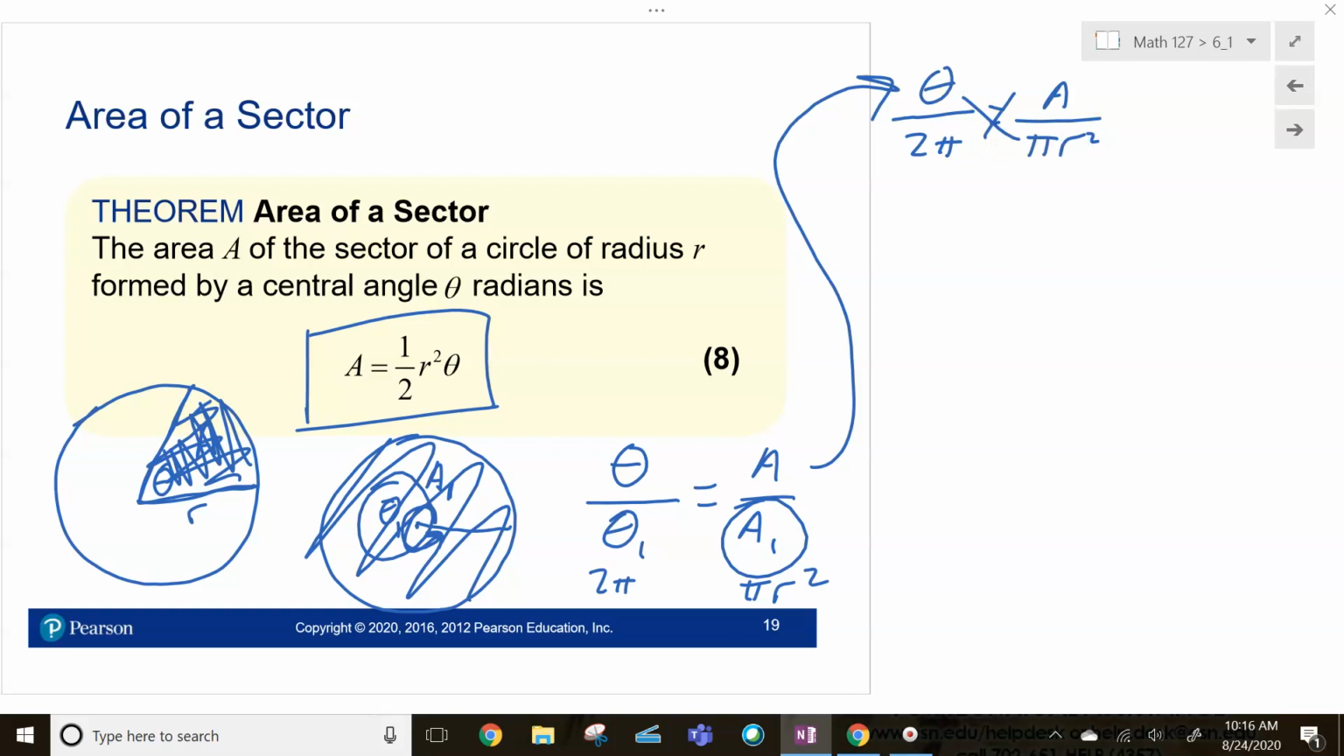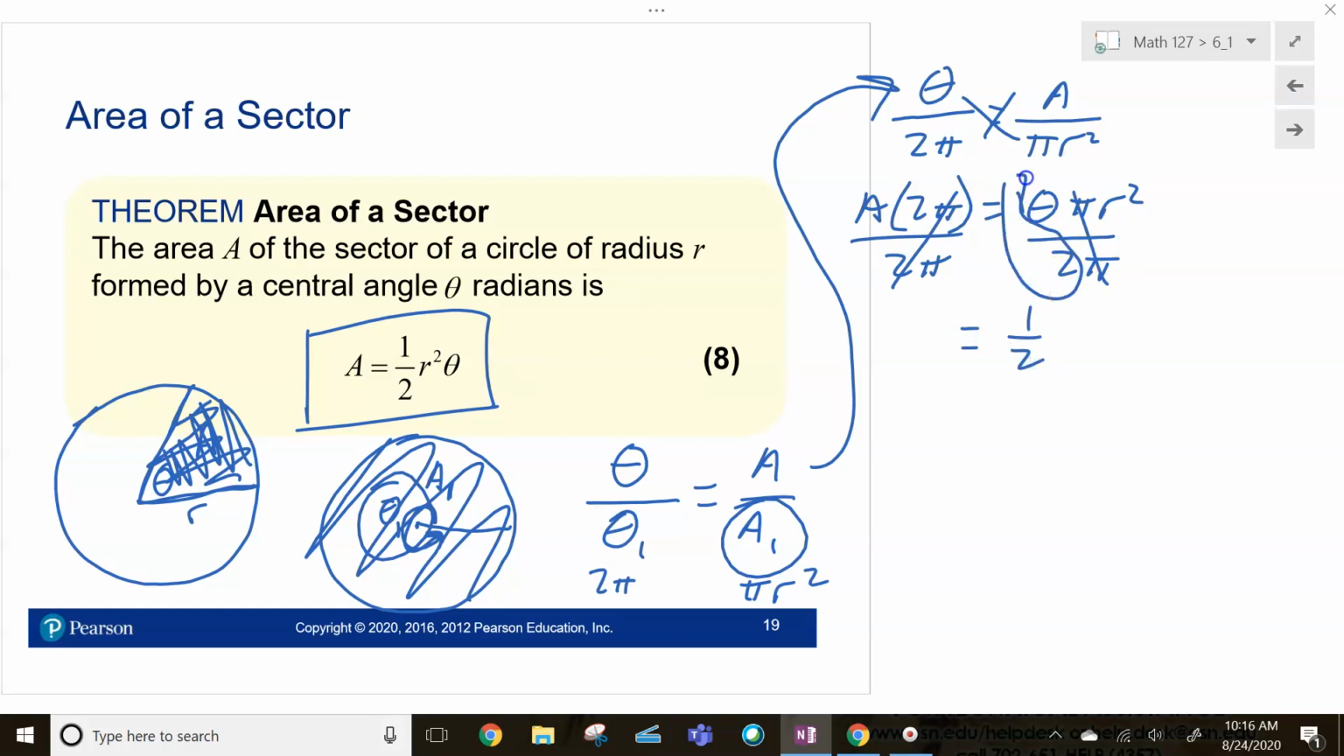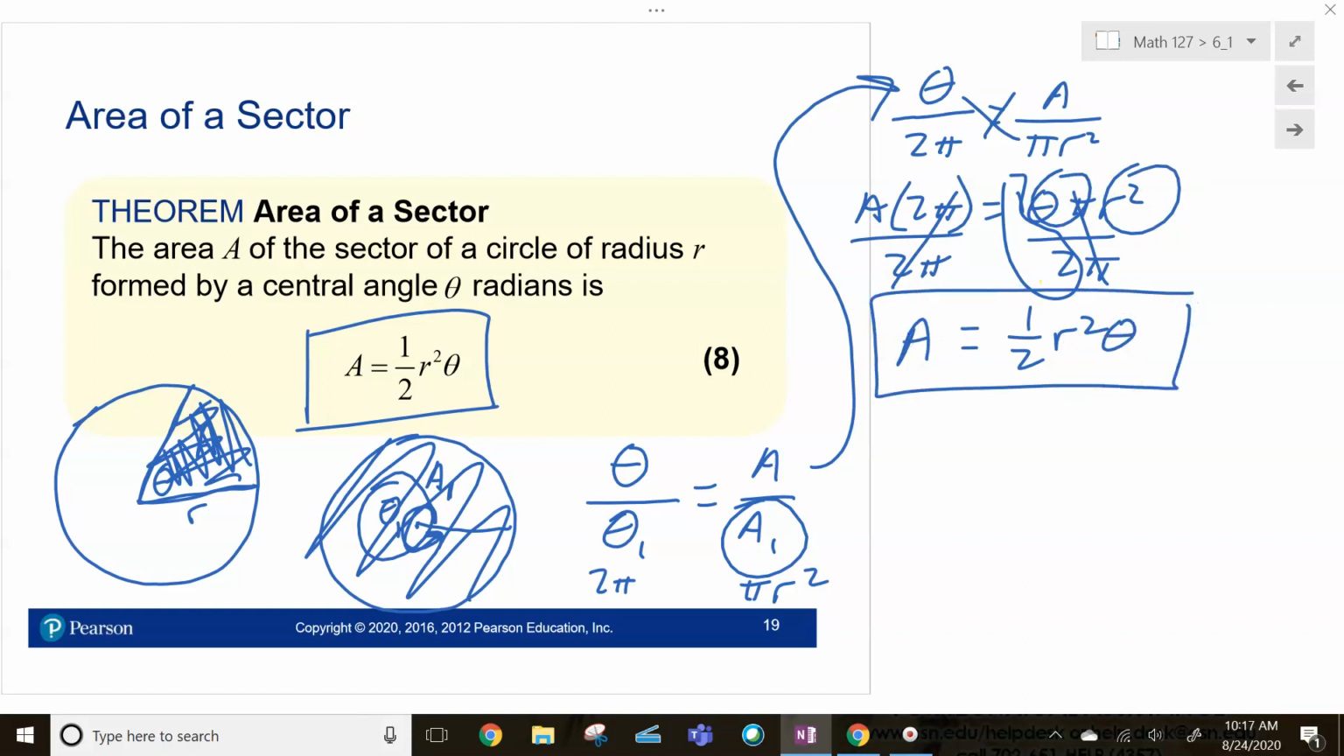So then we just cross multiply. We get area times 2 pi equals theta times pi r squared. I'm going to solve for the area of the sector, so divide by 2 pi, so my pi's cancel. So what we have is a half. I have a 1 here, and there's my half, 1/2, I got the r squared right there, and then I got the theta. So that's the area of a sector. That's where that comes from.